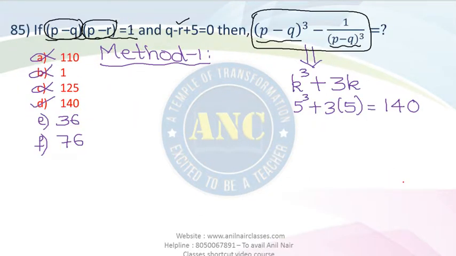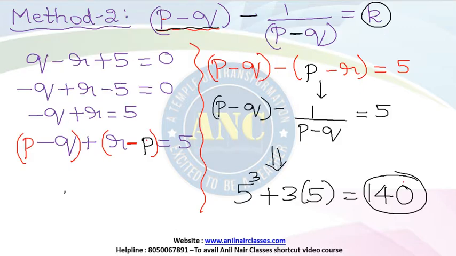I solved method 1 assuming that there is only one option of the form k cube plus 3k. Yes, in the given options there was only one, but what if there is more than one given in the examination? That is the reason I switched to method 2. In method 2, I reduced it to the form p minus q minus 1 by p minus q, and then solved it, which is also a beautiful method.